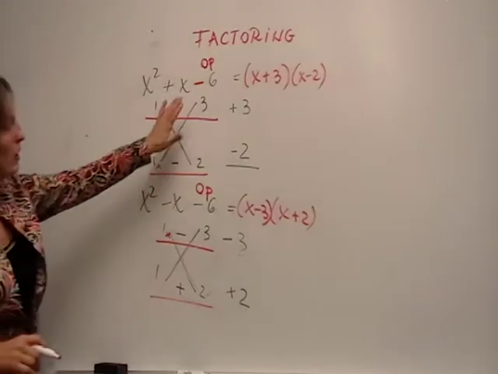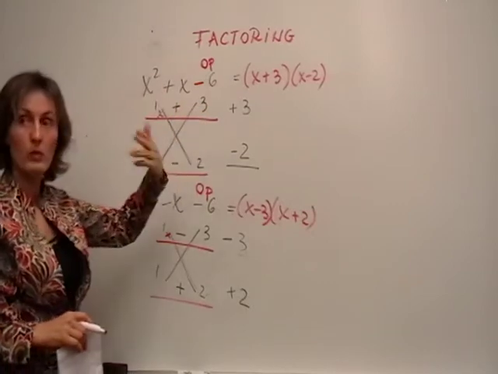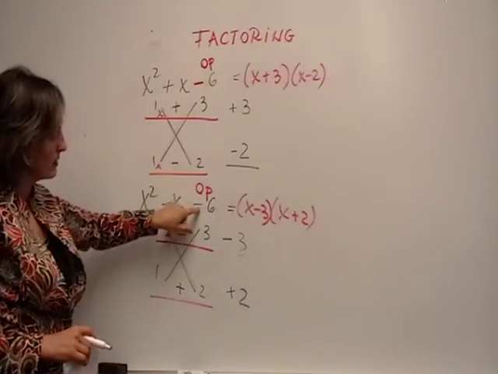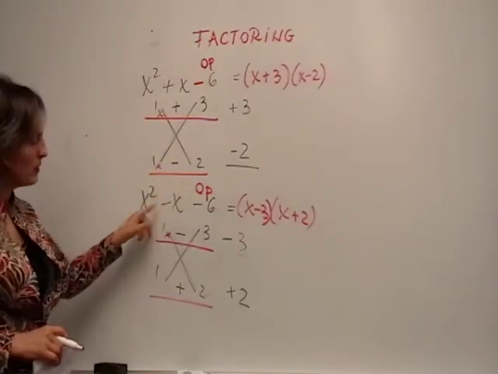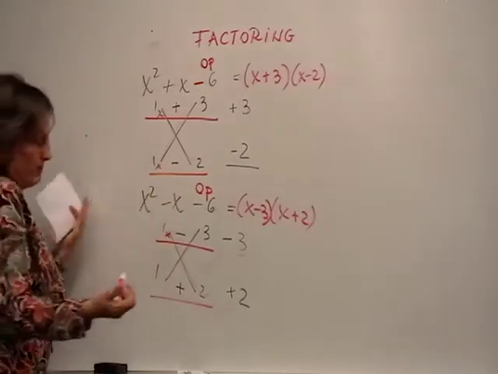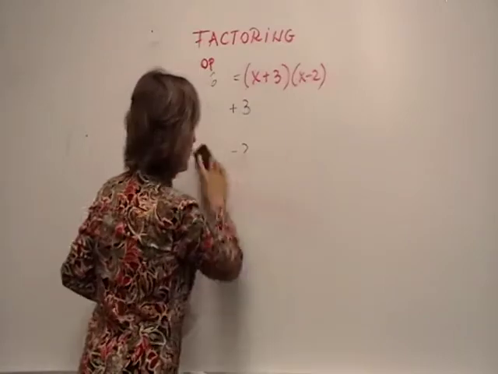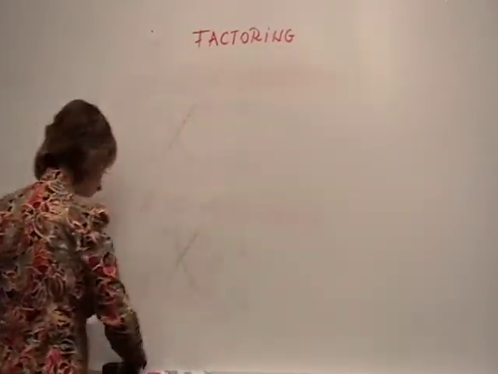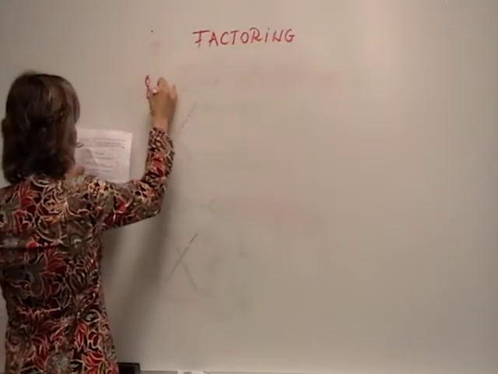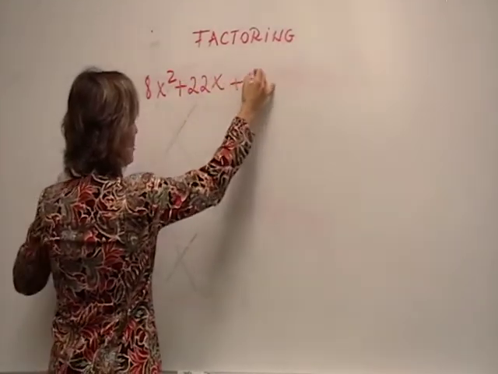So remember, when the last term is negative, the factors will have different signs. The larger is positive or negative depending on the sum. Sometimes, when you have experience, you don't have to do the x. It's just simple. Good. Now let's go further to something a little bit more complex. For instance, 8x squared plus 22x plus 15.